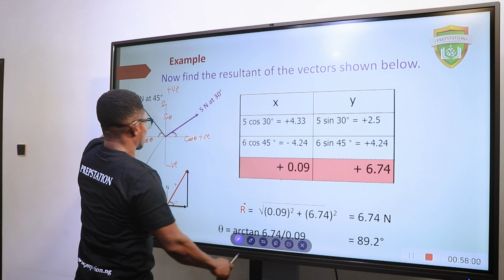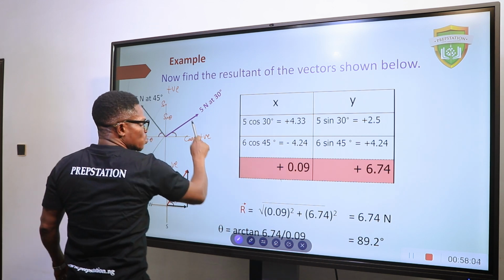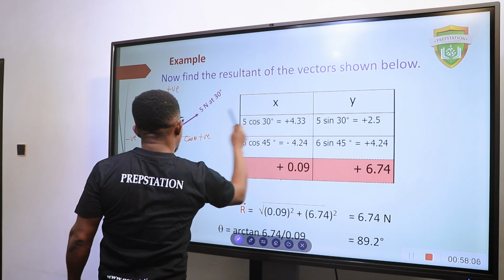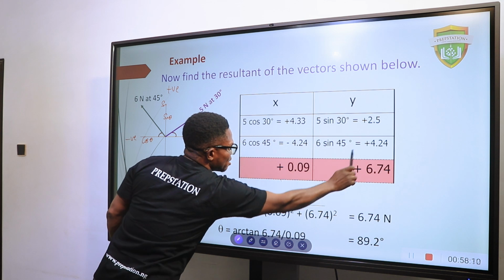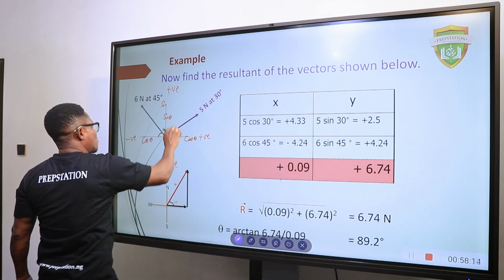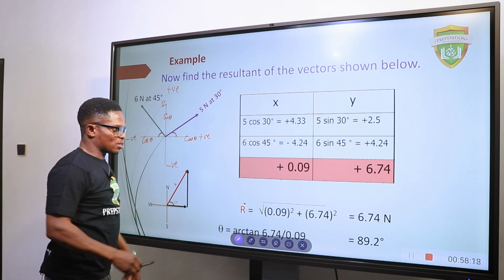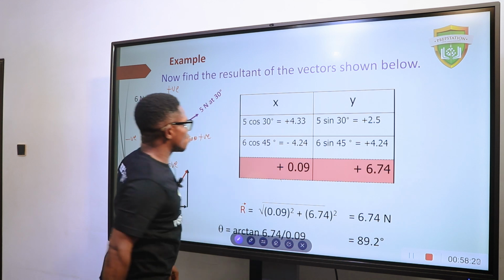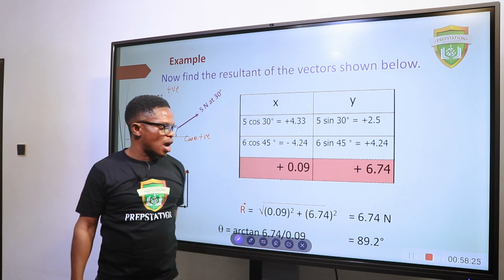Look at the vector now, 6 Newton. You can see a negative value here. Whereas for 5 Newton, you have a positive value. Why? It is resolved to my right. And then for the y-axis, the two vectors are all positive. Why? Because they are resolved to the top. If any of them is resolved to the bottom, it will be what? Negative.